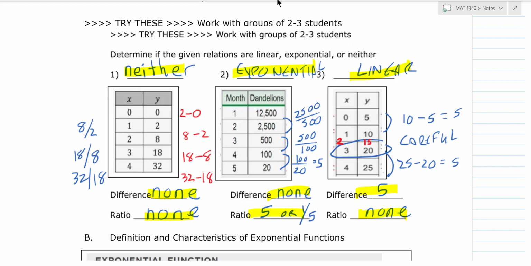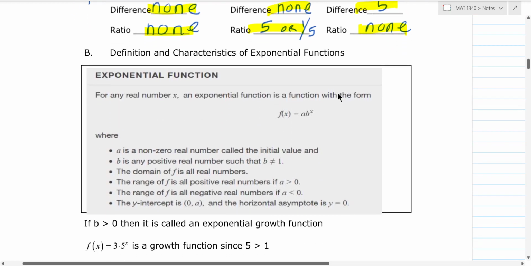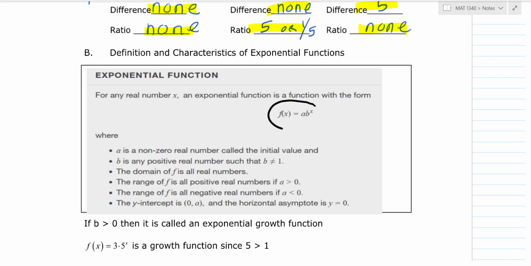Okay, very good. As we proceed through this, we're going to look at what exponential functions look like. The last part of the semester, we talk about exponential and logarithmic functions. So we're going to look at this type of form right here. Exponential functions are always going to look like this. You'll have some number, then you'll have some other number to the x power. That's the structure we're going to look at.